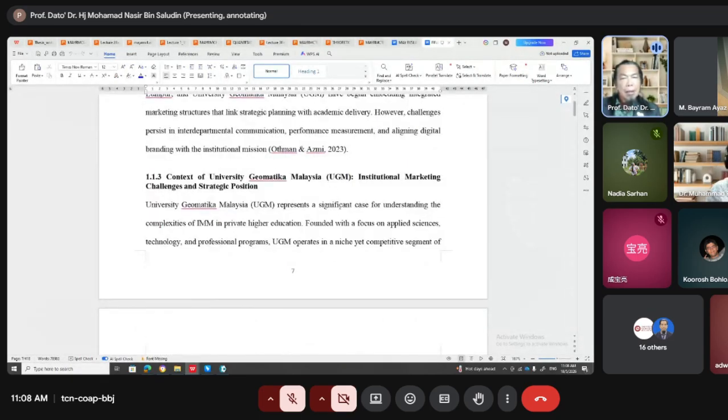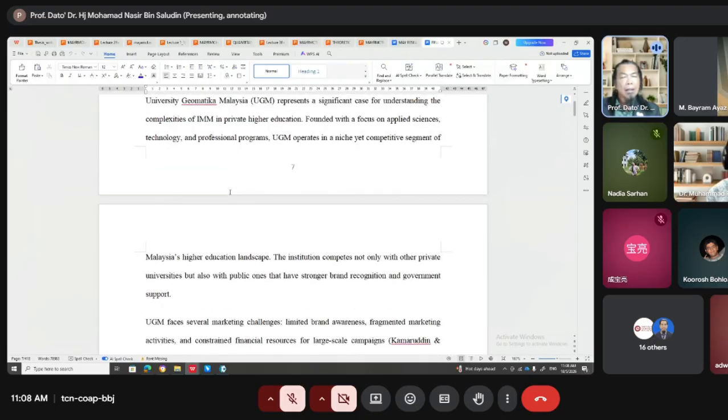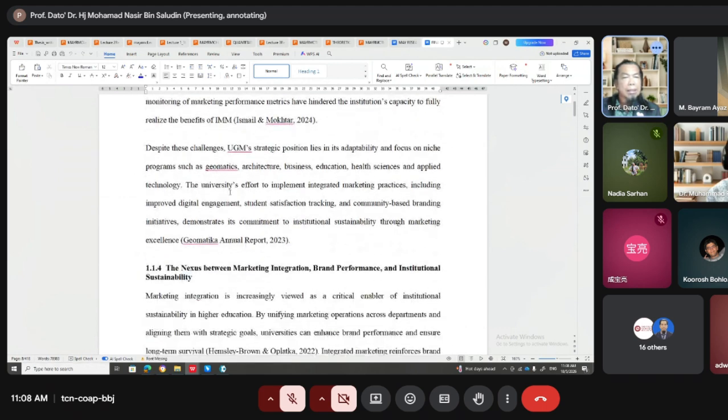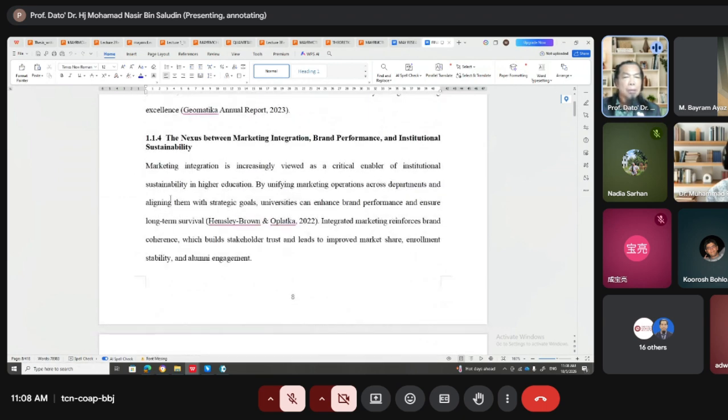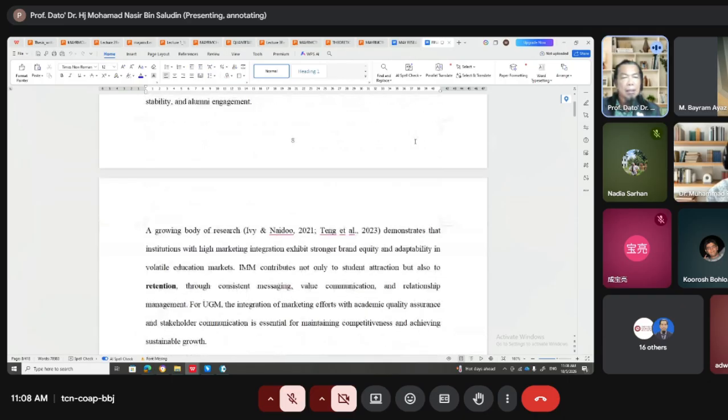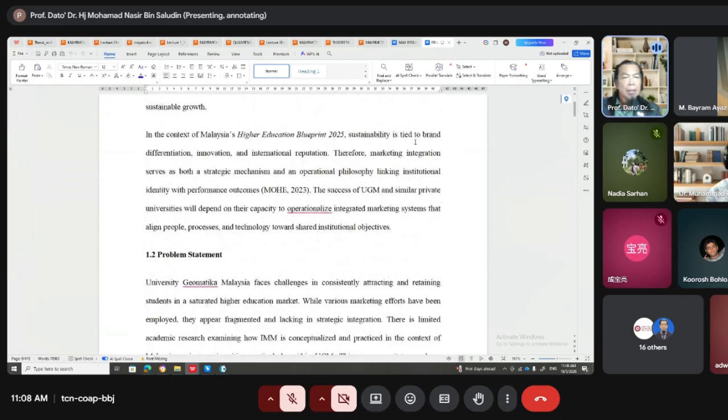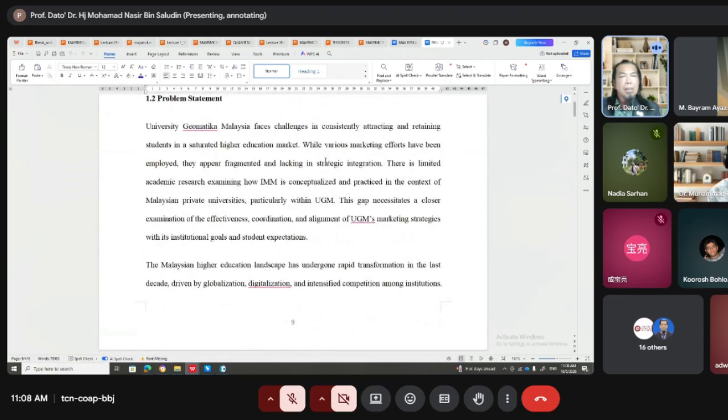University Geomatica faces an institutional marketing challenge, and it is strategic. That is the background that brings us toward the problem statement: the nexus between marketing integration, brand performance, and institutional sustainability. Then we go to the problem statement. I will read the problem statement, or we can also read together.